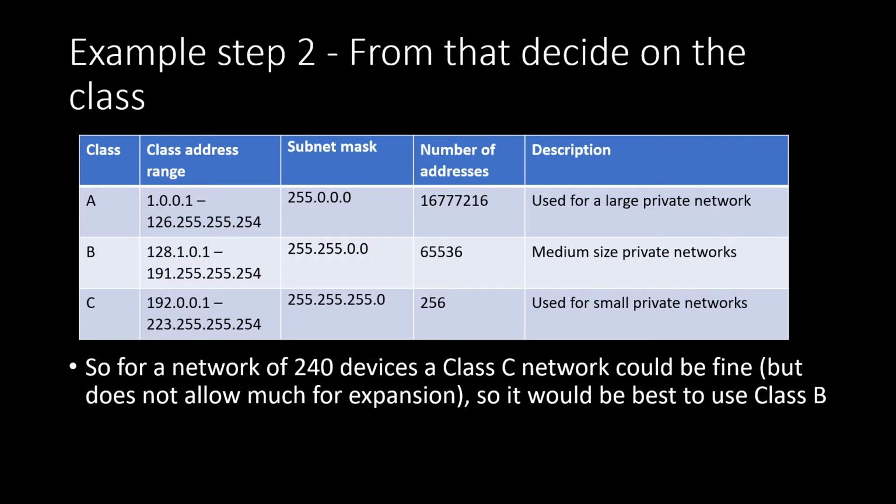So from now we know how many devices we are going to need at any one time, we need to decide on a class. You'd think, looking at the table here, that a class C, which allows for 256 addresses, would be fine, and it could be, but as it doesn't allow for much expansion and as networks tend to grow, in this case I think it would be best to go up one to class B, and then we've got some room for expansion if we need it without having to radically change things.